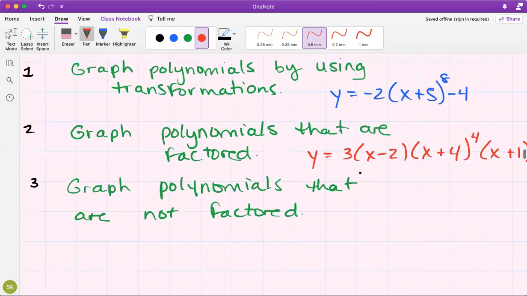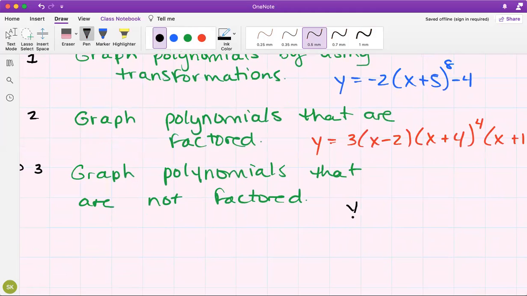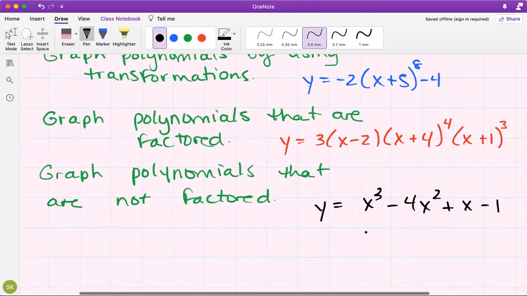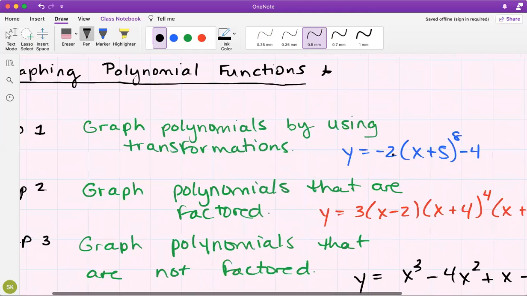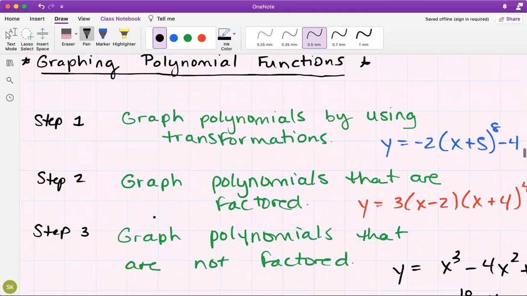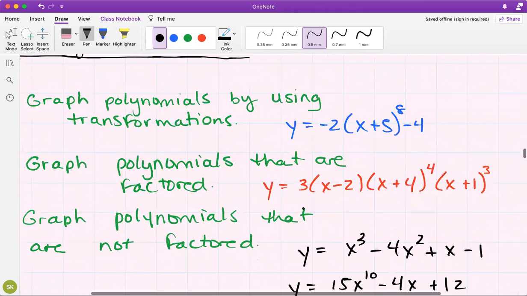So once we learn how to graph this kind of stuff, then we'll learn how to graph polynomials that are not factored. So something like x cubed minus 4x squared plus x minus 1. Or something even more complicated like 15x to the 10th minus 4x plus 12. So these are not in the factored form, but we will be able to use things that we've learned in the first two steps to factor them and to get them into this form where we can graph them more easily. So this is going to be the least complicated way to graph functions, but it has to look a certain way for us to use this step 1. Then we're going to go to step 2, which will take a little more time to graph, and then step 3 will be the hardest to graph.